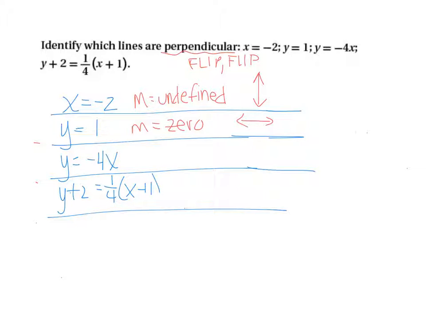All right, and our next one, this is a y equals mx equation. There's no plus b in there, but that's okay. M is still -4. And for the last one, this is actually point slope formula. This is y minus y1 equals m parentheses x minus x1. And so I'm looking at the slope of this one, which is 1/4.